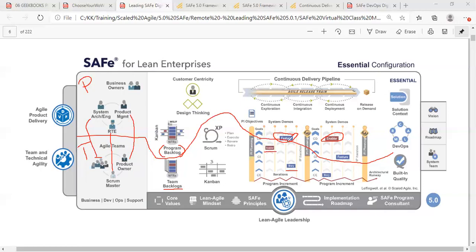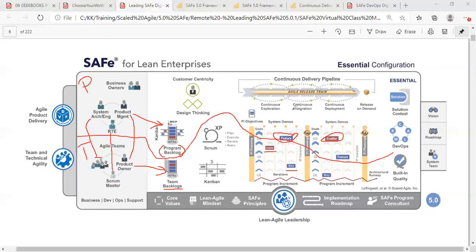Okay, so we have these features, we have these enablers, we have the program backlog, which contains features and enablers. Team backlog, who owns the team backlog? The product owner owns the team backlog. Now, who owns the program backlog? The product managers, or product management, they own the program backlog. Okay, so this is how you need to understand the difference between the two.